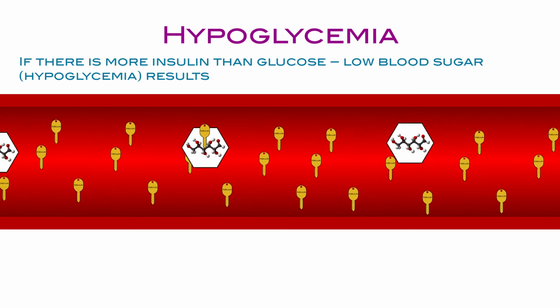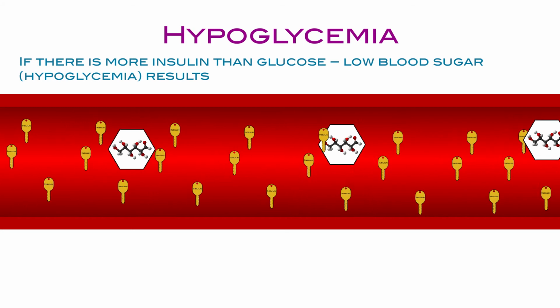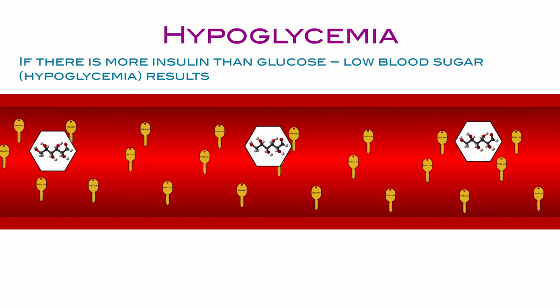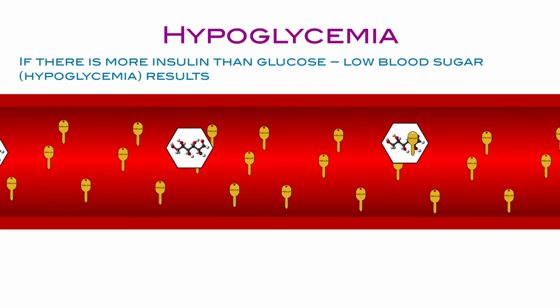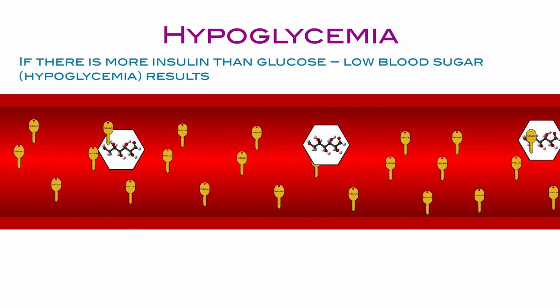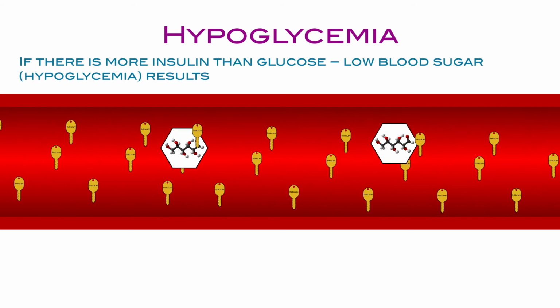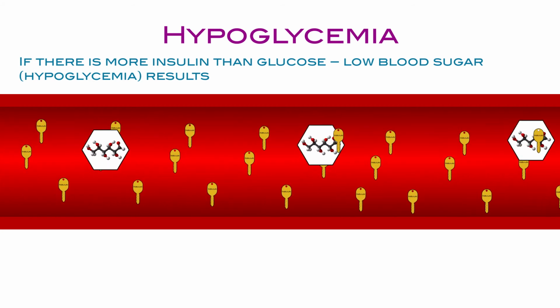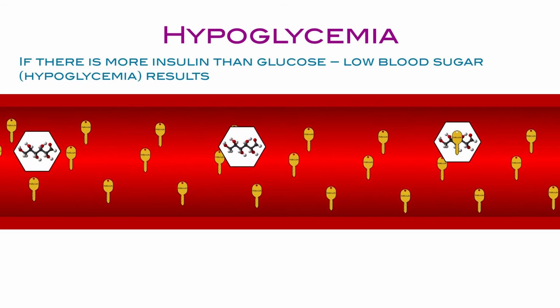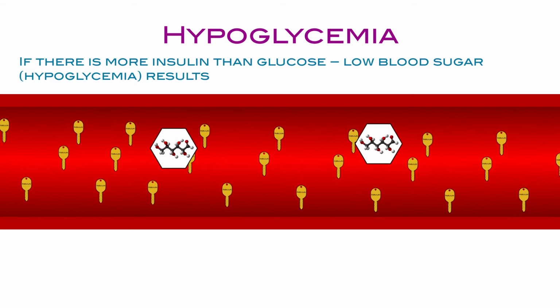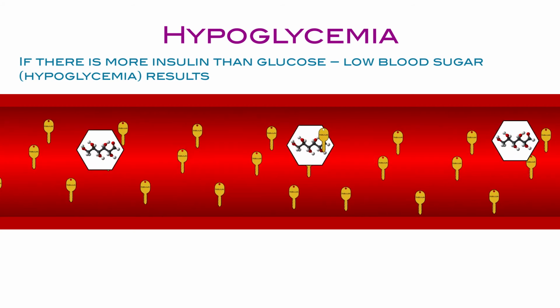Hypoglycemia is a short-term complication that means a low blood sugar. An easy way to remember this is hypo rhymes with low. Low blood sugar means that there is too much insulin for the amount of glucose in the blood. Looking at the diagram, you can see there is a significant insulin presence in comparison to glucose in the bloodstream.